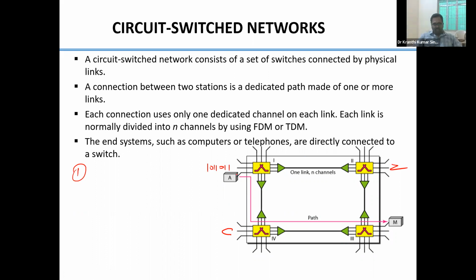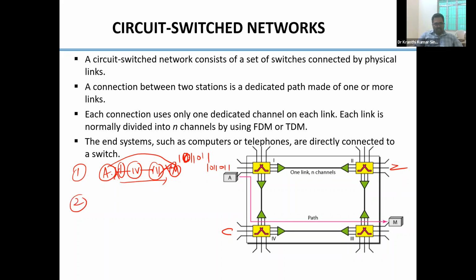A is having some data and it needs to transmit to M. So A sets up a connection to 4, 4 sets up a connection with 1, 4 and 3, and then M. So whatever data A has is transmitted to M. M now contains 1 0 1 1 0 1 1. Now this transmission is completed and we disconnect this connection.